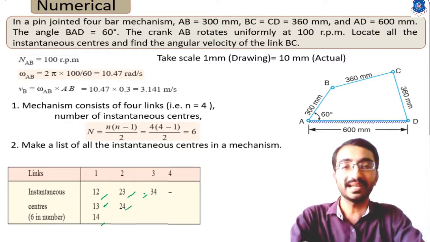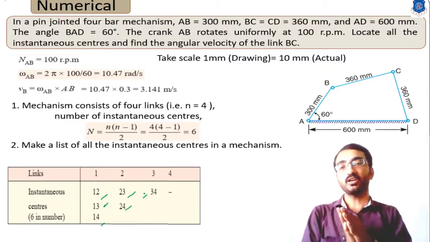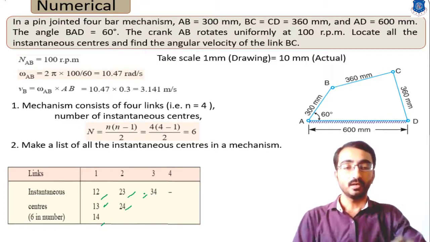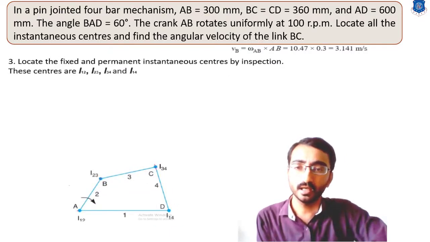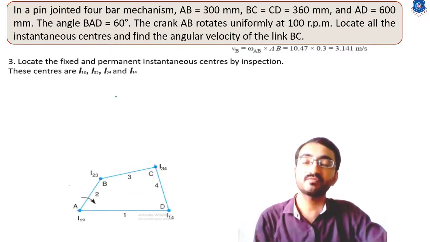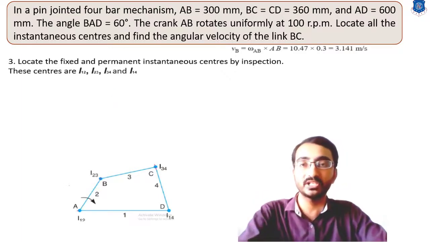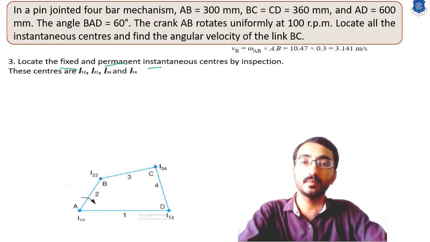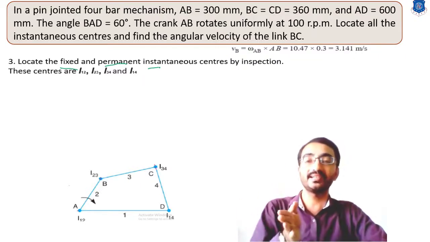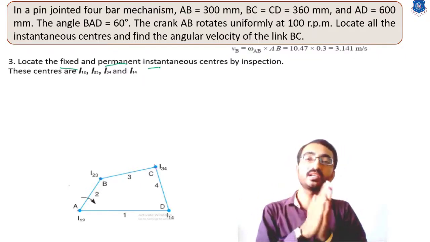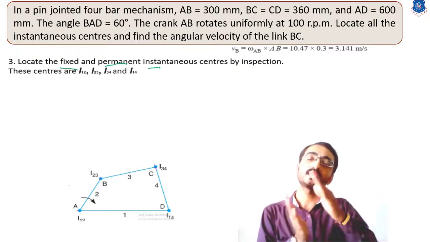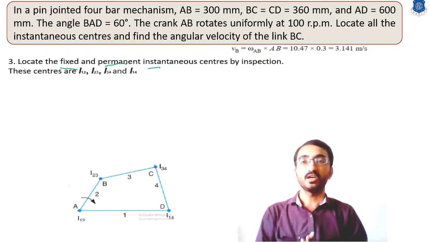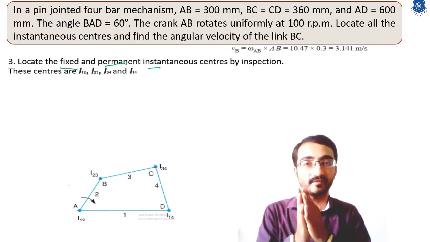Okay, so now let's start the method of locating these instantaneous centers. First, for this 4-bar mechanism we will locate our fixed and permanent instantaneous centers. Which are these fixed and permanent ones? Those instantaneous centers which do not change their position while the mechanism rotates or while input motion is given to it. These instantaneous centers are known as fixed and permanent.